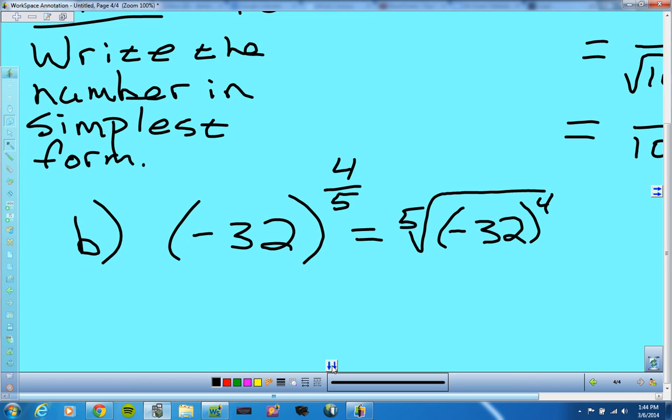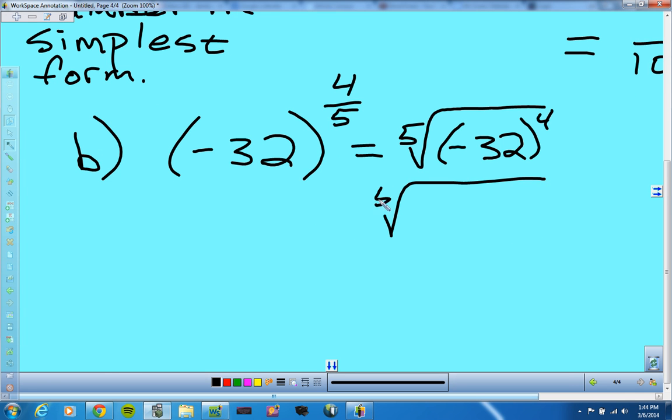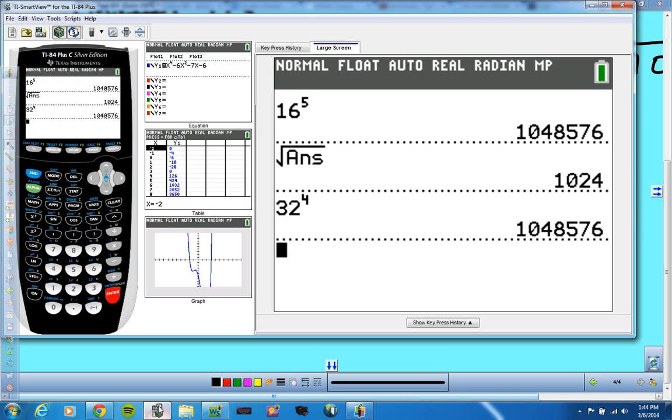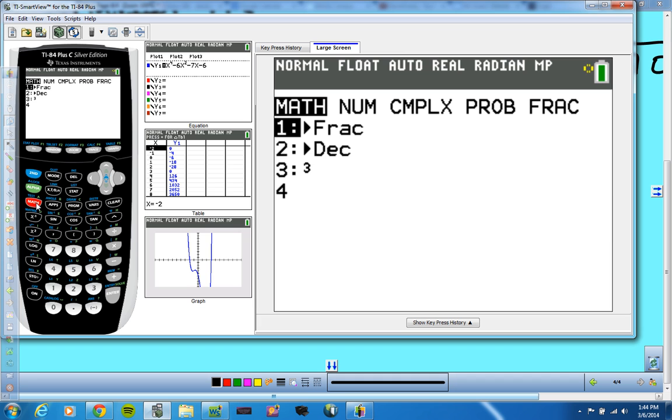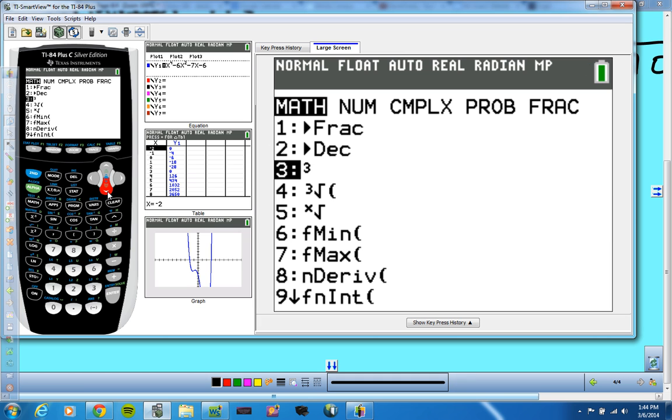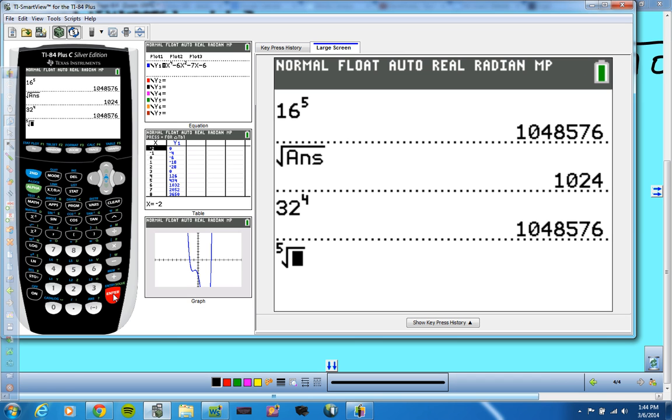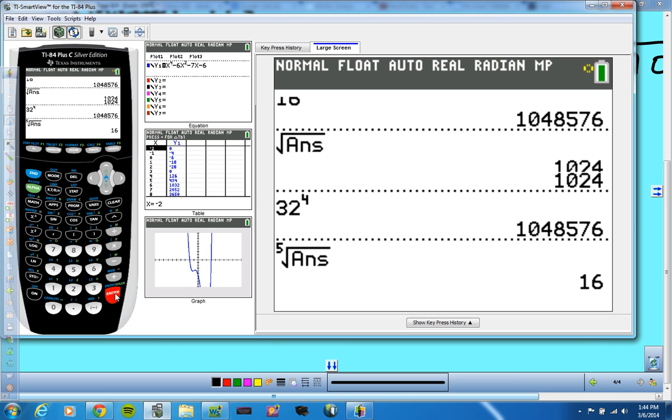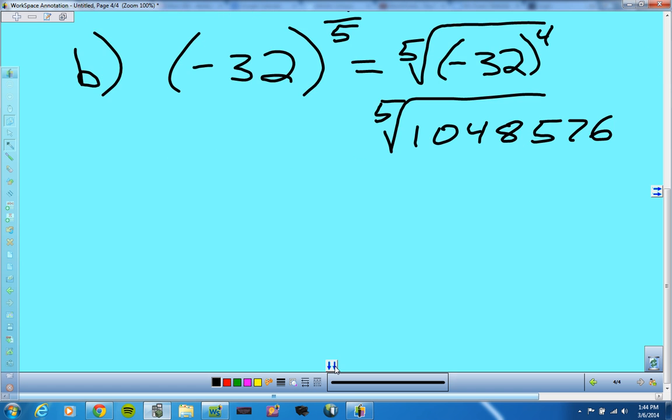Okay, so we've got the fifth root of 1,048,576. And then we're just going to take the fifth root of that. So a reminder on your calculator of how to do the fifth root. You hit 5 first, then you hit math, then you go down to the X root button, number 5 there, hit enter, and then we can go second answer, and it'll take the fifth root of the most recent thing, and you get 16.